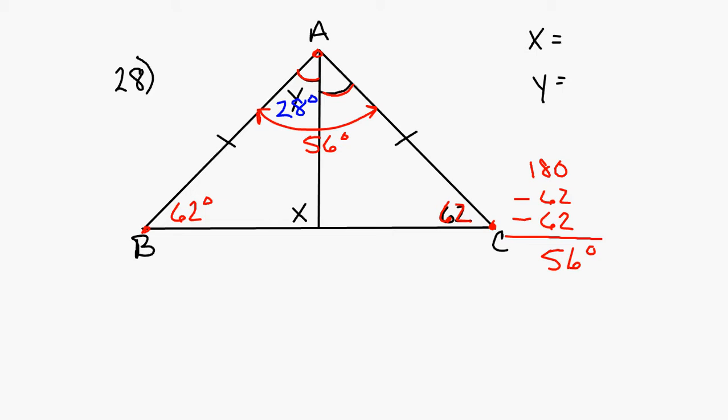So now you've got another smaller triangle right here, triangle ABD. So if you take 180 and you subtract 28 and then you subtract 62, it will give you the value of x. So 90 degrees. So y is equal to 28 and x is equal to 90.